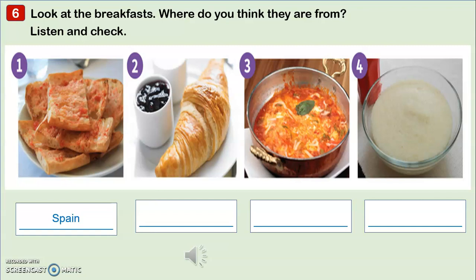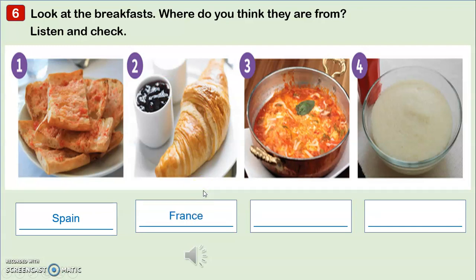That's right. Okay. As you can see, number 1 is called pan con tomate, and it's from Spain. Bread with tomato, okay? So what about number 2? This is the croissant, and it's from?